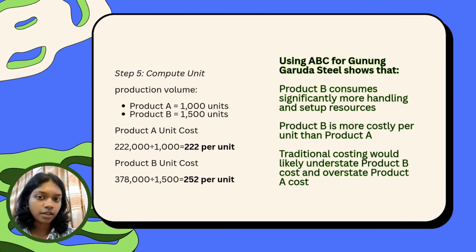So for the final step, we should compute the cost per unit. So for product A, there are 1000 units, and for product B, there are 1500 units. So we should calculate the total cost over the total amount of units. So for product A, 222,000 over 1000 units is equals to 222 per unit. And for product B, 378,000 over 1500, which is 252 per unit.